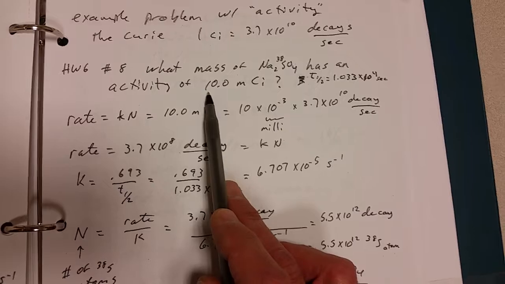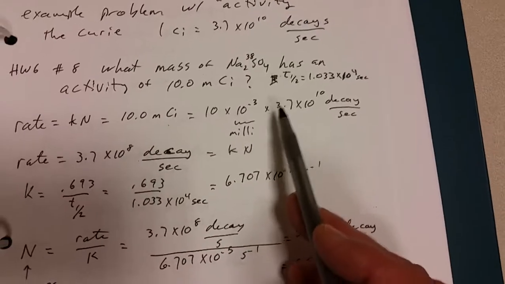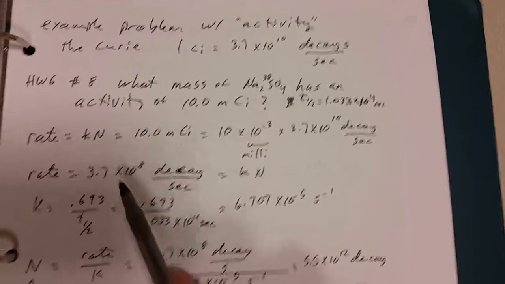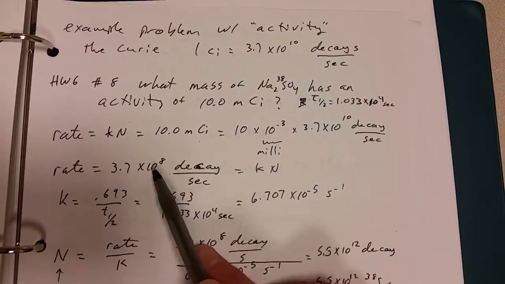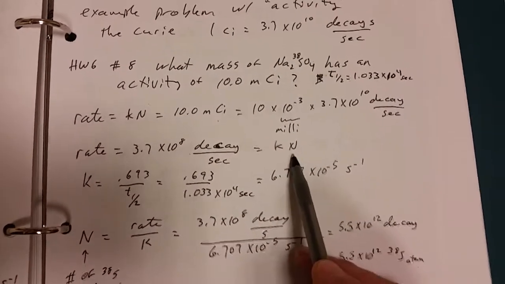And when something has an activity of 10 millicuries, that means that's its decay rate. And so how many decays is that per second? A curie is 3.7 times 10 to the 10th, so 10 millicuries is 3.7 times 10 to the 8th decays per second. 10 millicuries, 3.7 times 10 to the 8th decays per second. And that equals k times N.